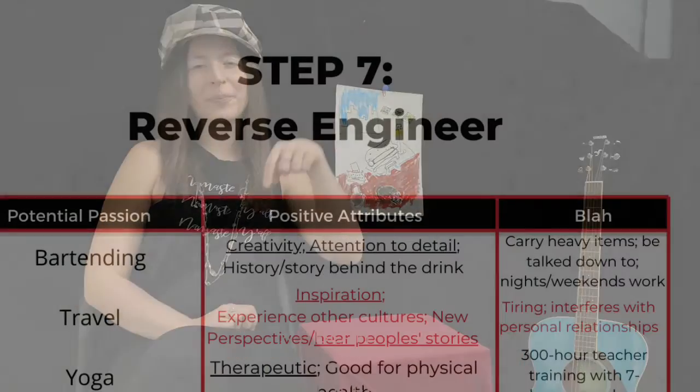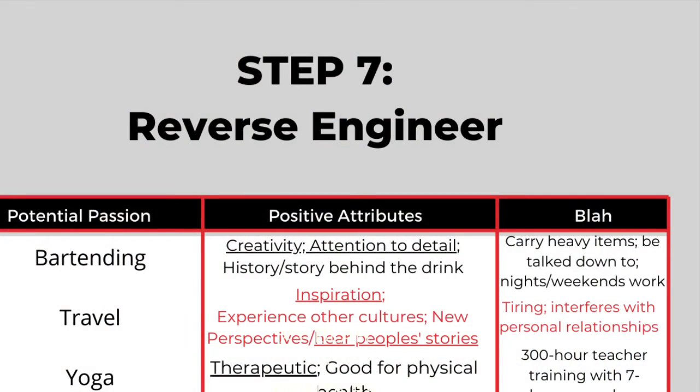To help you find those unobvious passions, let's look more closely at the positive attributes column. Is there a positive attribute that appears next to more than one potential passion on your list? Please write it in the comments below. For me, the group of positive attributes associated with my listed activities includes creativity, attention to detail, connecting with people about stories, being inspired, and improving mental well-being, all of which are things that singing provides.